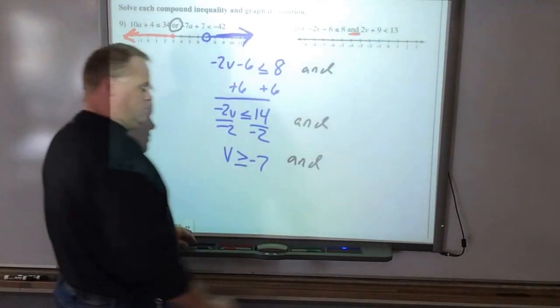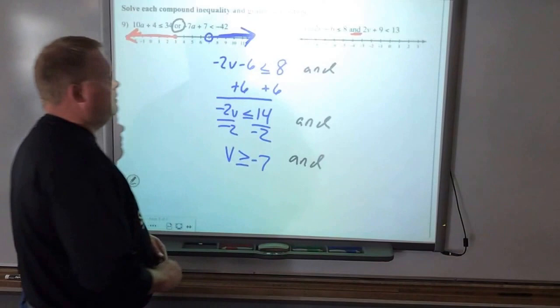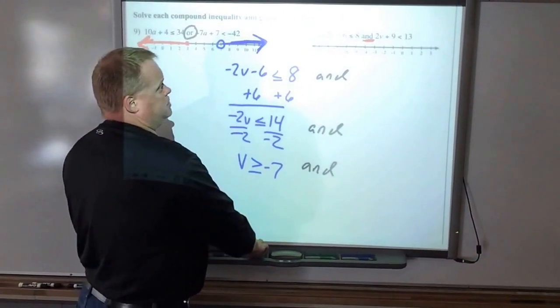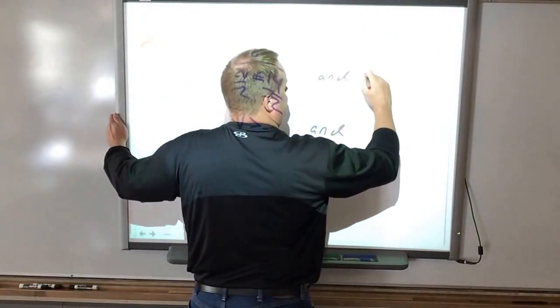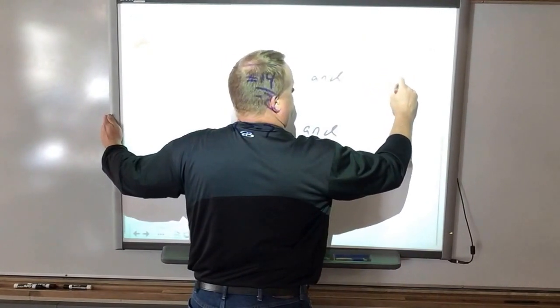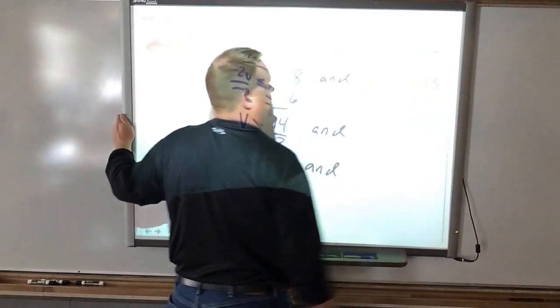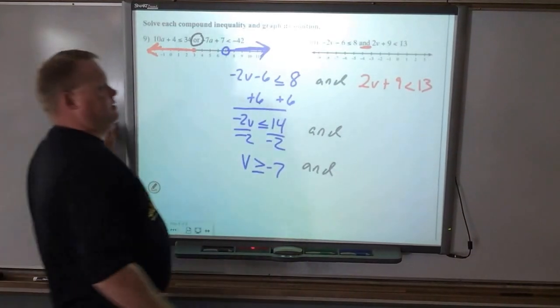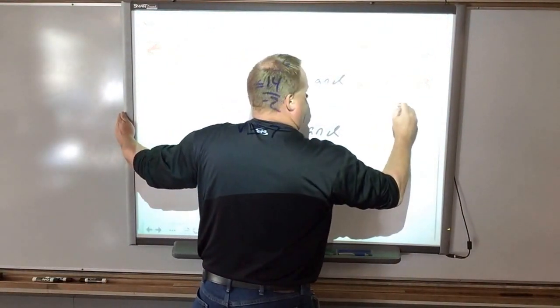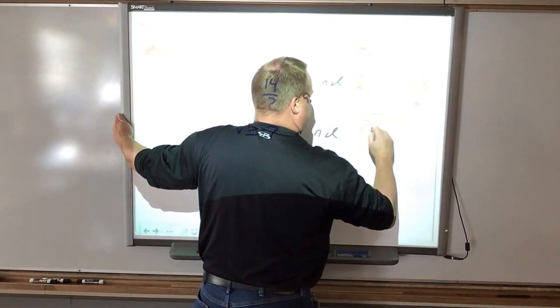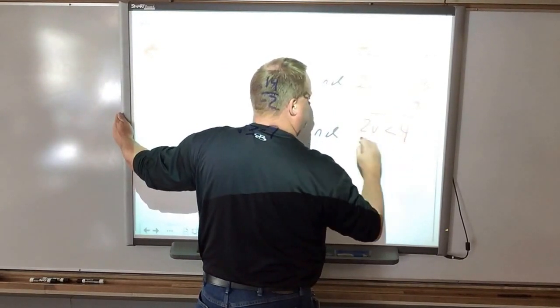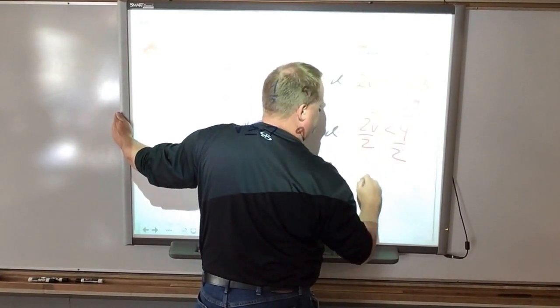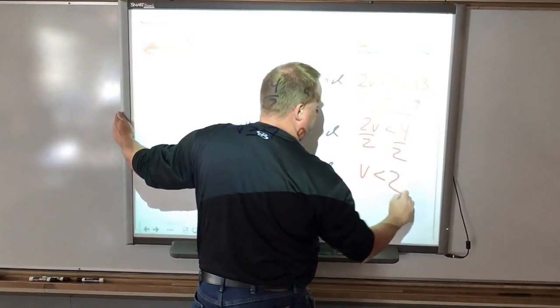All right, the second one. I have 2v plus 9 less than 13. I'm going to subtract 9. I'm going to have 2v less than 4. Divide by 2, divide by 2. v is less than 2.